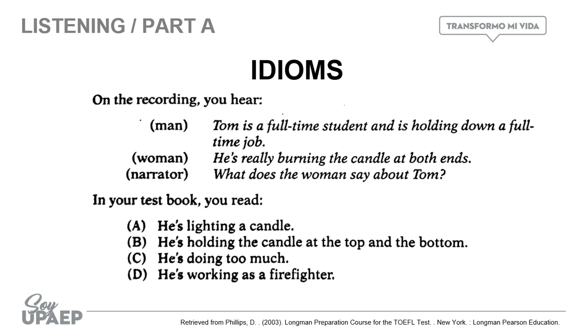If you know the idiom, congratulations, this is going to be very easy for you. But if you don't know the idiom, you have to pay attention to the context. So we have four options. Letter A, he's lighting a candle. Letter B, he's holding the candle at the top and at the bottom. Letter C, he's doing too much. Or letter D, he's working as a firefighter.